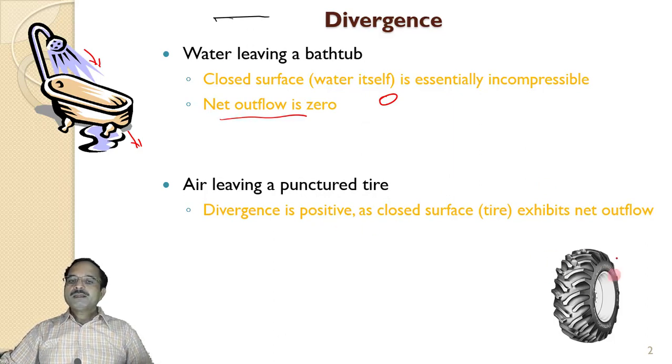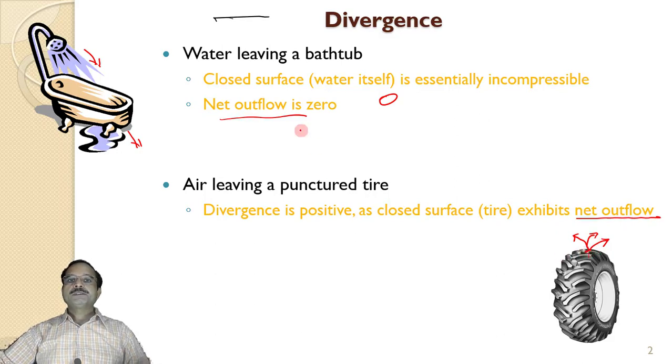Now let us consider this tire here. Now if this tire gets punctured at this point, then suddenly there will be flow of air coming outside of this tire. So in this case the divergence is said to be positive because there is a net outflow of the field as applied at this point. So these are real life examples where this concept of divergence can be applied.